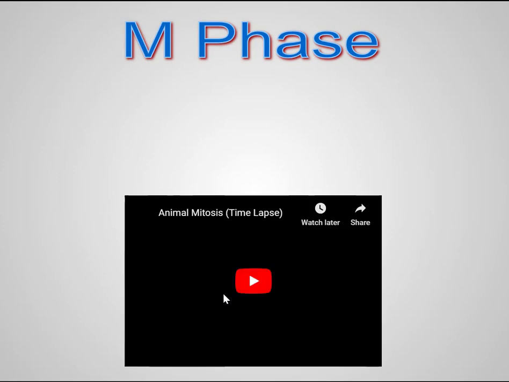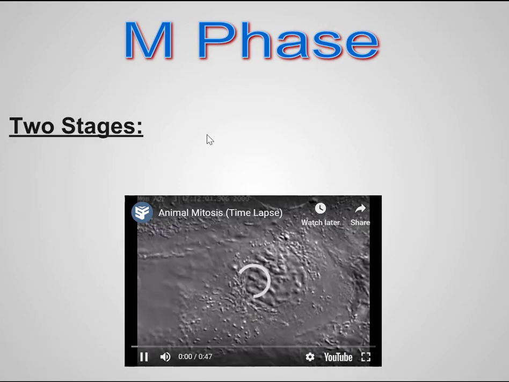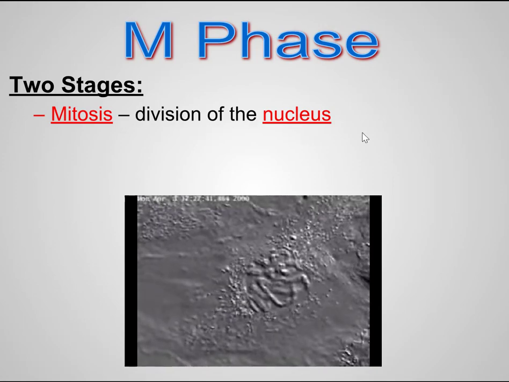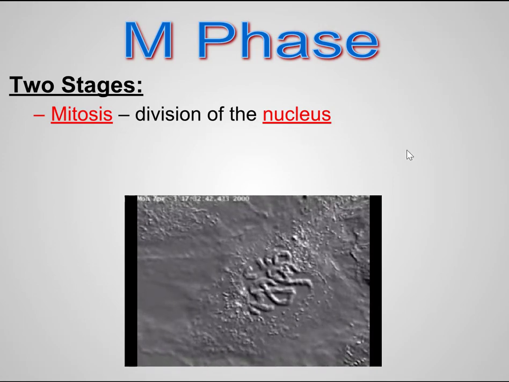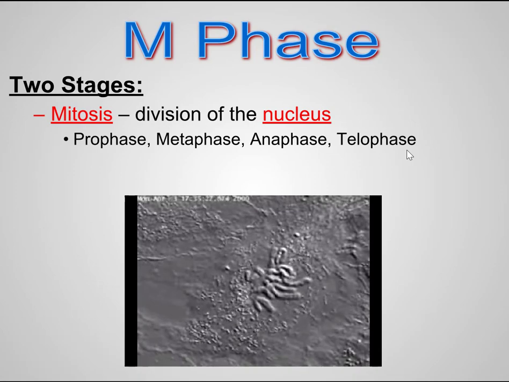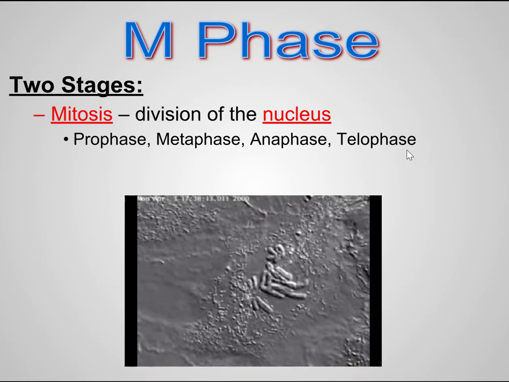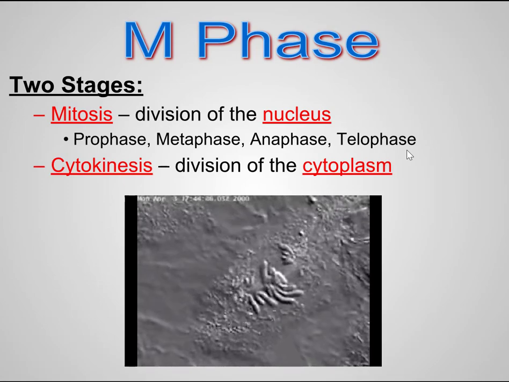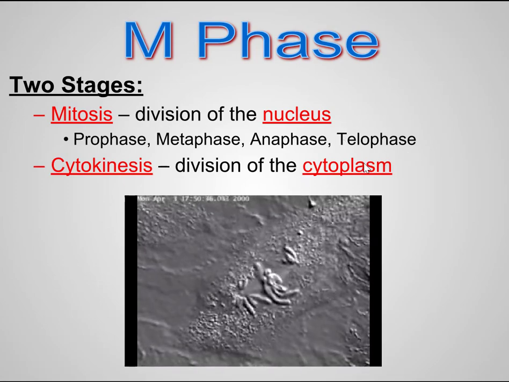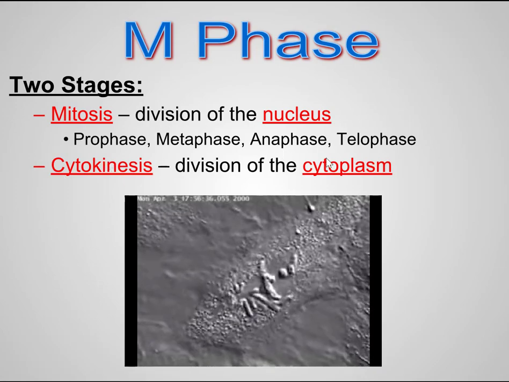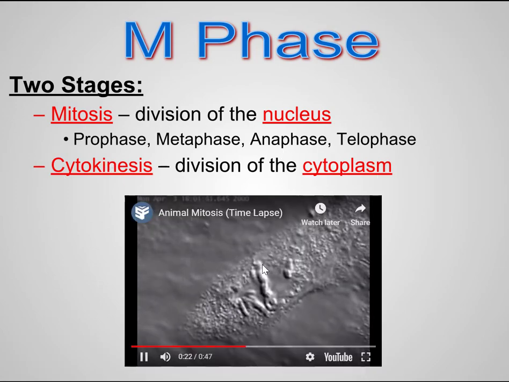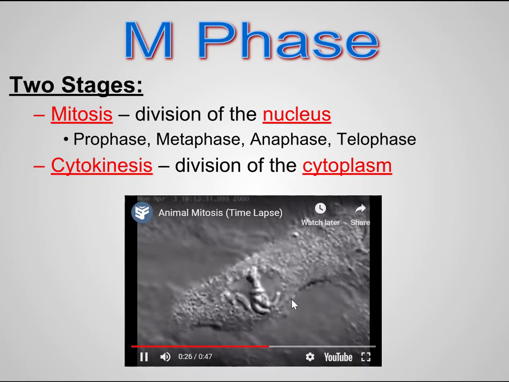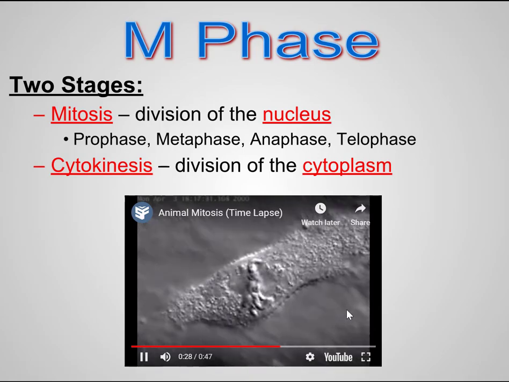M phase, like we said, consists of two stages. Mitosis is where we're dividing that nucleus in half and separating the DNA. That includes prophase, metaphase, anaphase, and telophase. And then cytokinesis is where we're actually splitting that cell in half. We're cutting the cytoplasm. So cytokinesis is dividing the cytoplasm. The video below shows an animal cell going through mitosis. You can click back and watch that if you would like.